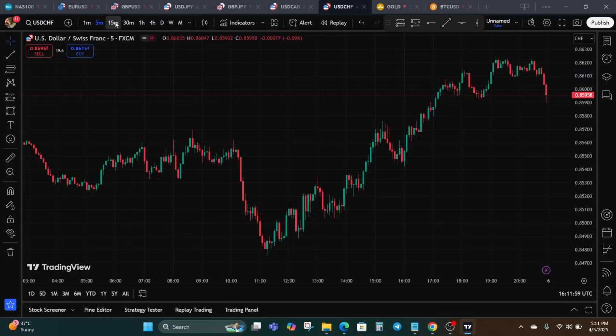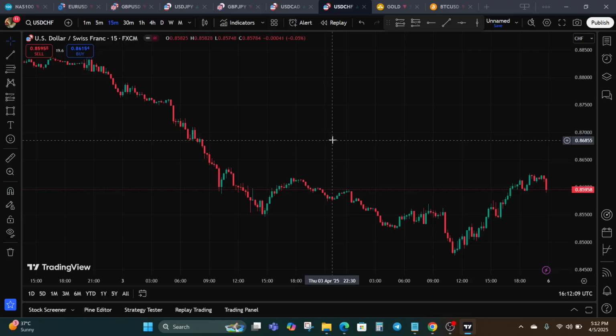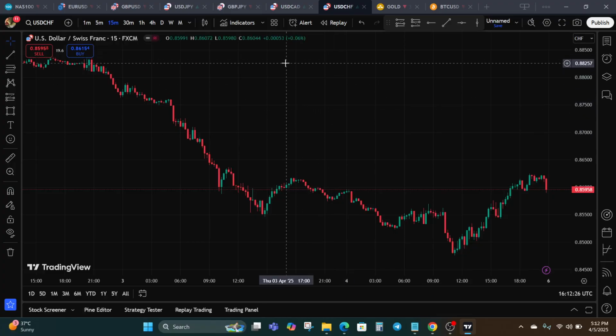Okay. Now, before we dive into the strategy, let us first of all understand what moving averages are and why they are so useful. Well, moving averages are indicators that smooth out price data to help identify trends by filtering out short-term fluctuations. In Forex, they are widely used to help traders determine the direction of the market.